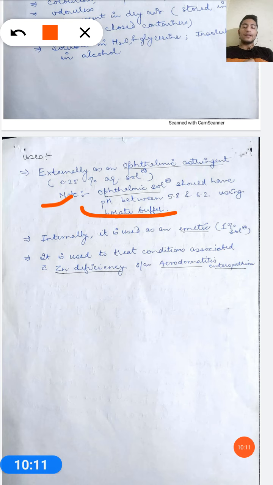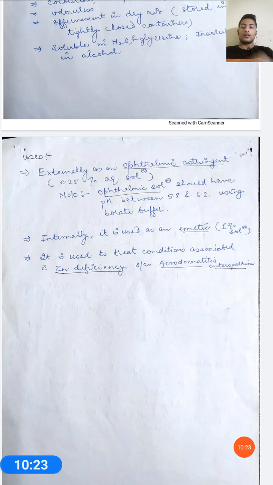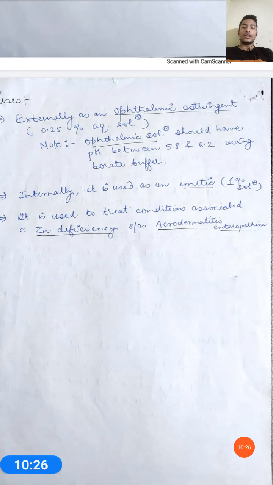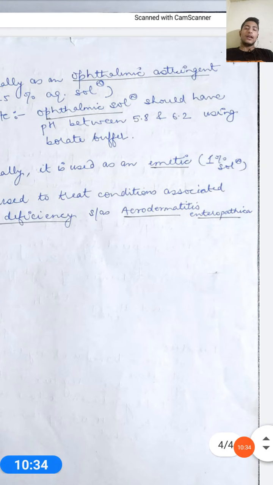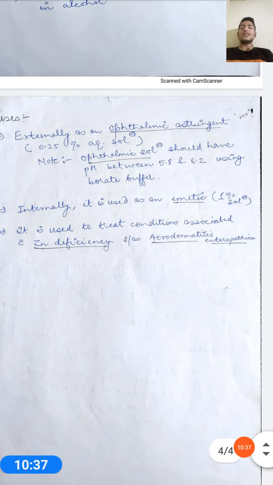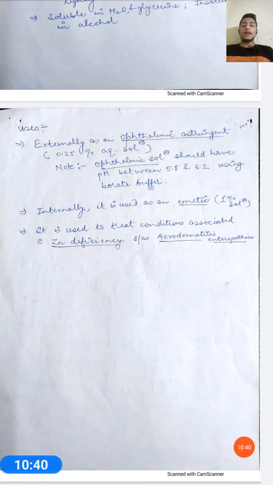Internally it is used as an emetic, 1% solution. Emetic means drugs used for vomiting. Then it is used to treat conditions associated with zinc deficiency, such as acrodermatitis enteropathica. So it is used in some diseases related to zinc deficiency. It is used in the treatment of diseases like acrodermatitis. Dermatitis means skin infection, so it is used in that.